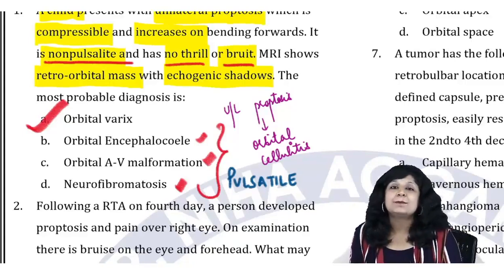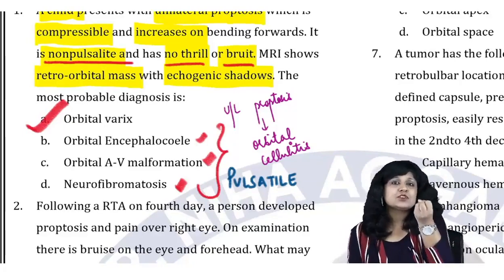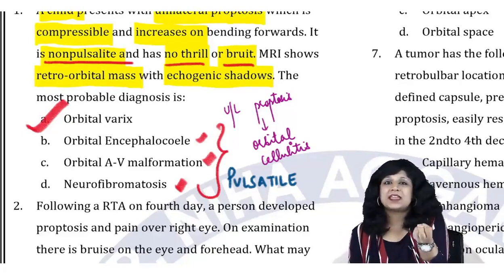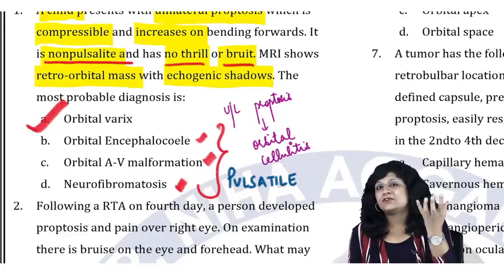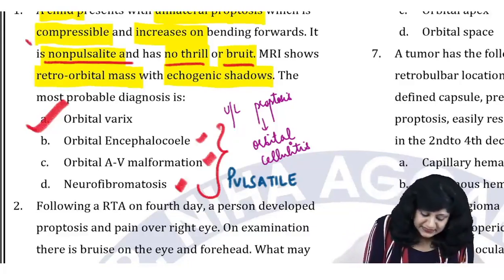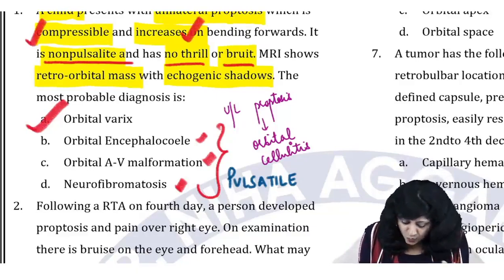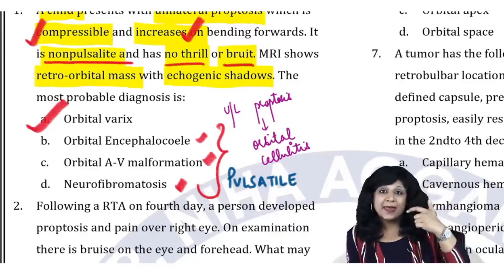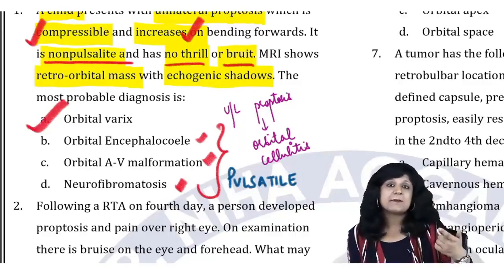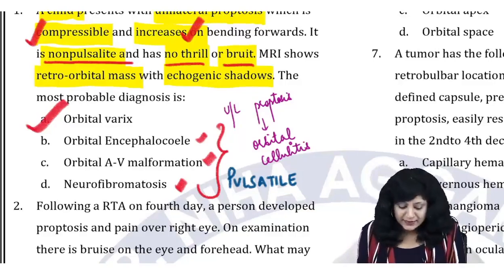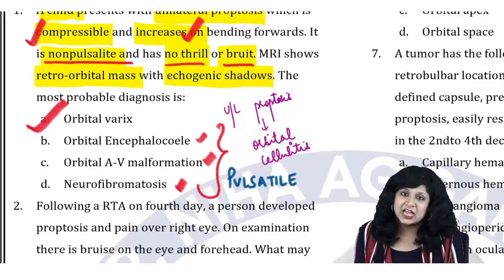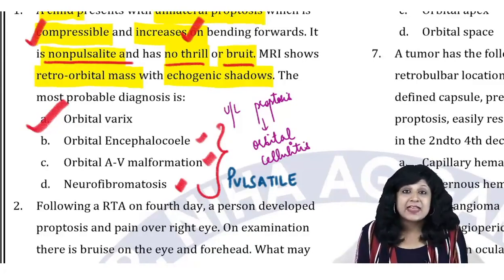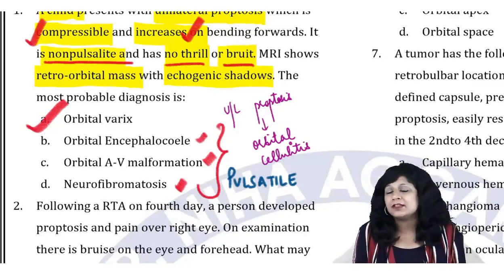Now we have other things also which correlate well to mark the answer, because you know varix is where we have a problem with the veins. So when we have this problem with the veins, this kind of swelling is actually compressible. It is also increasing on bending forward and it is present in the orbital space. So obviously when I do the MRI, I'll get a retroorbital mass along with the shadow. So now everything is actually explained by the orbital varix.